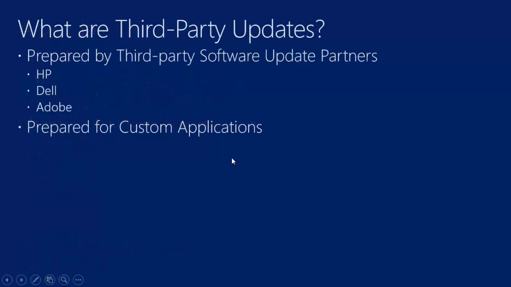So what are third-party updates? Well, put simply, third-party updates fall into two big broad categories. One would be third-party software updates prepared by partners. These would be catalogs that are created, maintained, and published by these third-party vendor partners. Folks like HP, Dell, Adobe. And I'm going to put an asterisk around Dell and Adobe. You'll understand that as we progress through. And there's more than those three.